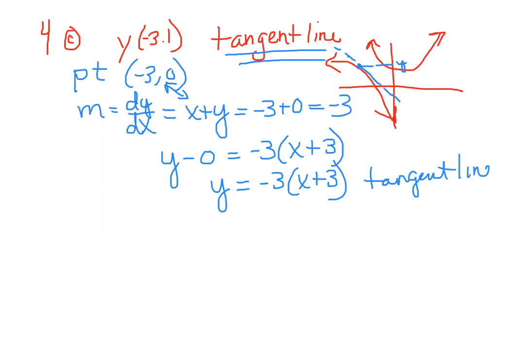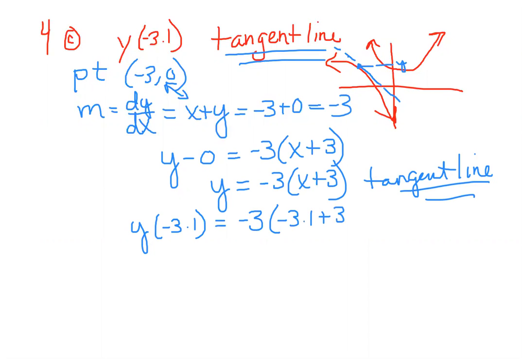Now we're going to use this to approximate y of negative 3.1. And we're going to do that by substituting in negative 3.1 for x. And that equals 0.3.